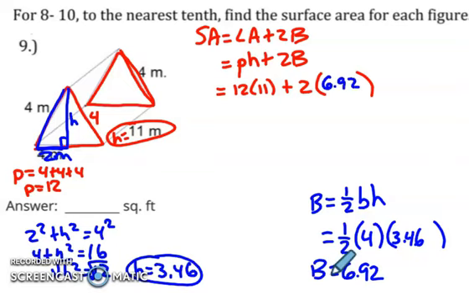We need to take 6.92 and double that, because there's 2 triangles that size, one on the front, one on the back, and then add that to 12 times 11 for that lateral area. So when you get a final answer for this one, it's surface area in your calculator. 12 times 11 plus 2 times 6.92. I got 145.84. So to the nearest 10th, that would be 145.8 square meters.